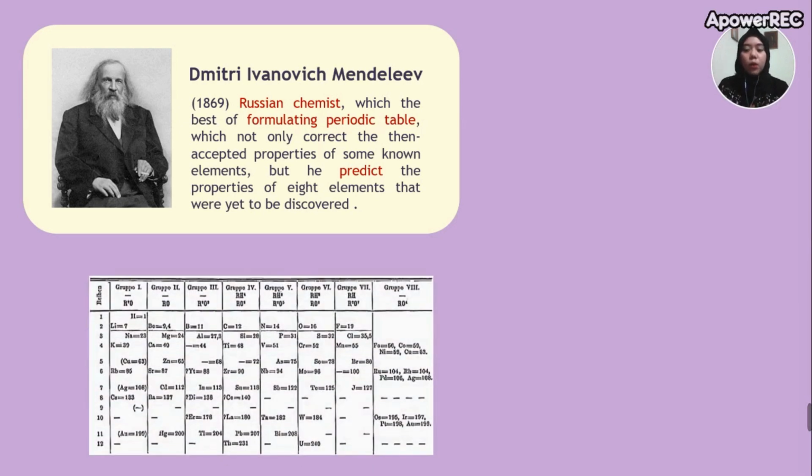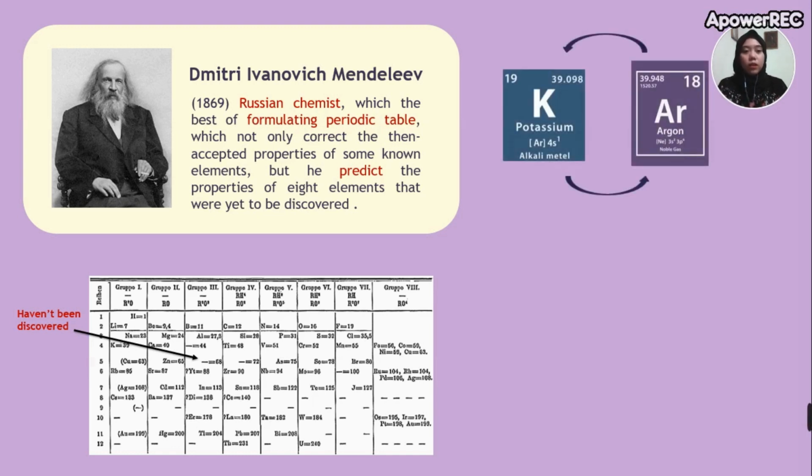So here is his original periodic table, and there are some gaps in here. They represent the elements that have not been discovered yet. And he also proposed some suggestions related to the elements in it, because he thought something was missing, such as swapping some elements, for example potassium and argon. He proposed to swap them because of the listed atomic mass.